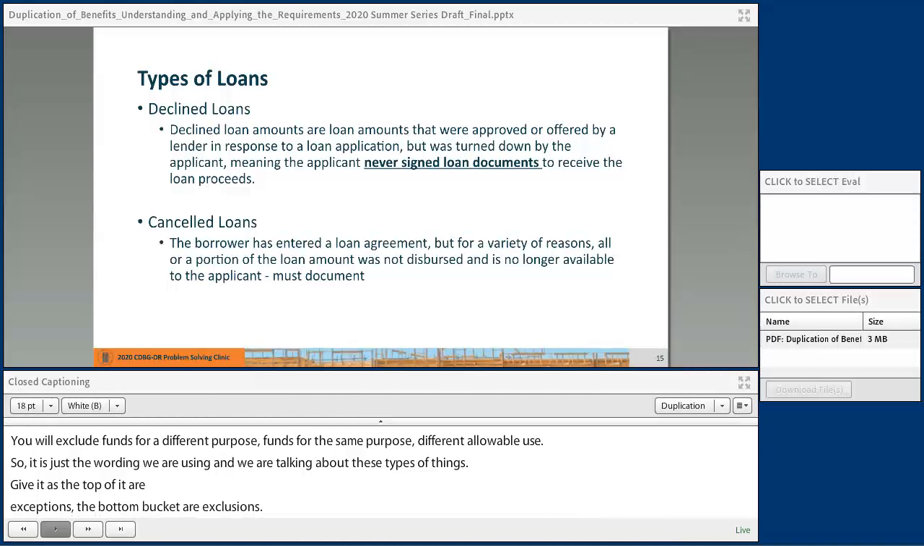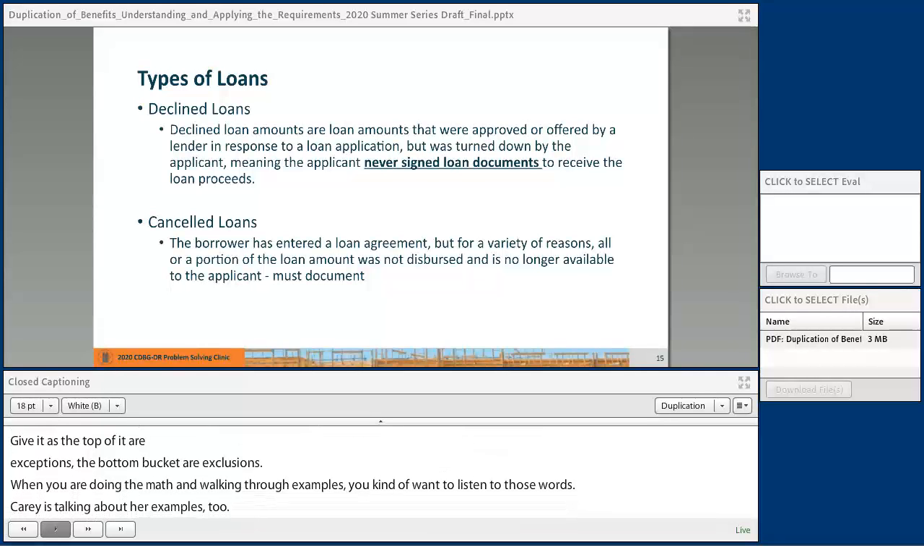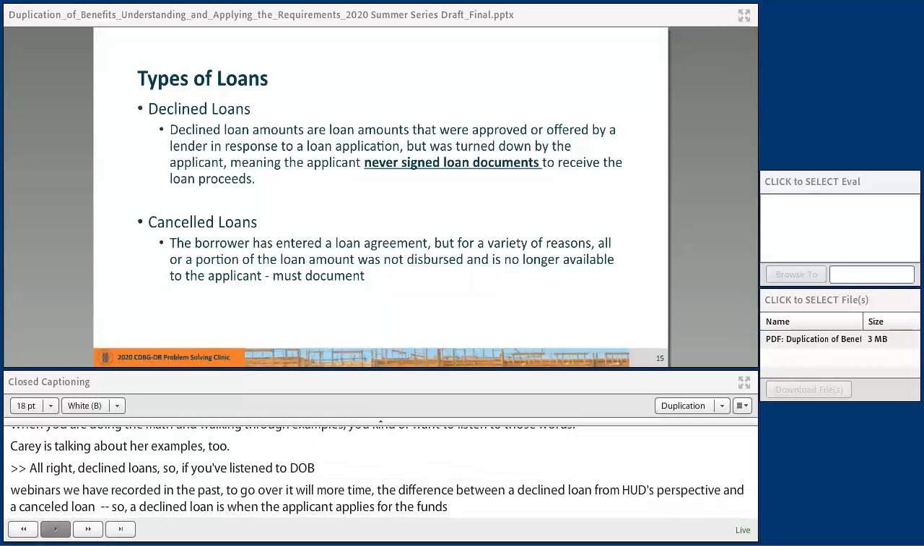All right, declined loans. So we've talked about this several times. If you've listened to the DOB webinars we've recorded in the past, just to go over it one more time, the difference between a declined loan from HUD's perspective and a canceled loan. A declined loan is when an applicant applied for the funds and the SBA said, yes, you're approved for this loan, but the applicant never signed any paperwork. They never signed the loan agreements. So they basically declined that loan by not signing those loan agreements. So that's a declined loan.